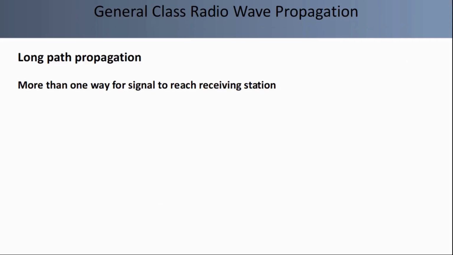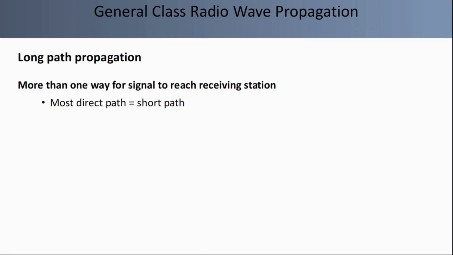Okay, so on the ability of signals to travel around the globe, it really presents an interesting phenomenon, because there's more than one way for a signal to reach a receiving station. We're not on a flat surface. We're on a globe. We're on a sphere, and signals can bounce around in more than one direction. So there's more than one way for a signal to reach the receiving station.